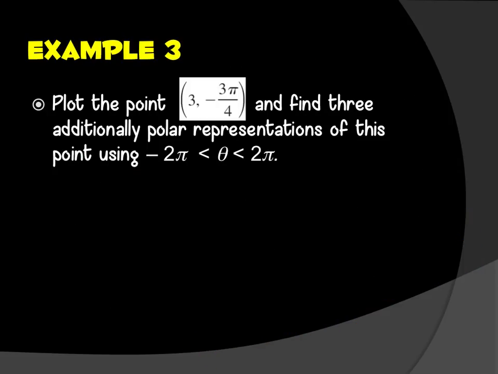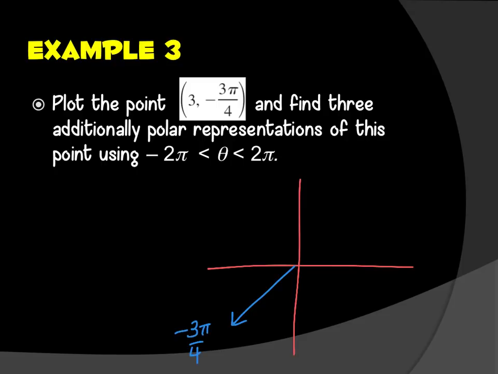So you're going to see questions that say this: plot the point, and then find 3 additional polar representations of this point using negative pi over 2 is less than theta, which is less than 2 pi. So first start with your actual coordinate grid. So (3, negative 3 pi over 4). Negative 3 pi over 4 is over here. Positive 3 means I move from the pole 1, 2, 3 rings out, and my point would be there. With me so far? It would be negative 3 pi over 4, going to negative 5 pi over 4.